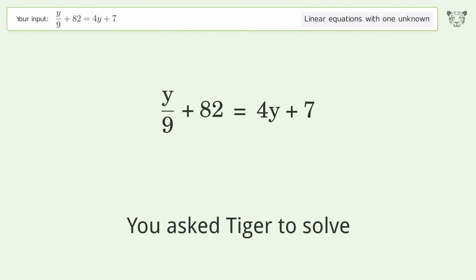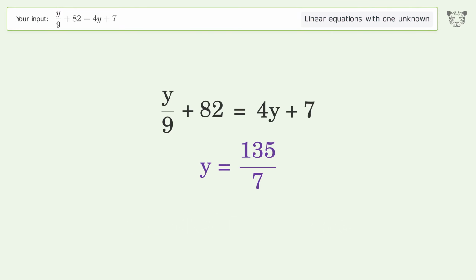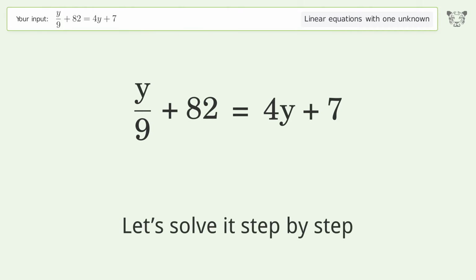You ask Tiger to solve this. This deals with linear equations with one unknown. The final result is y equals 135/7. Let's solve it step by step.